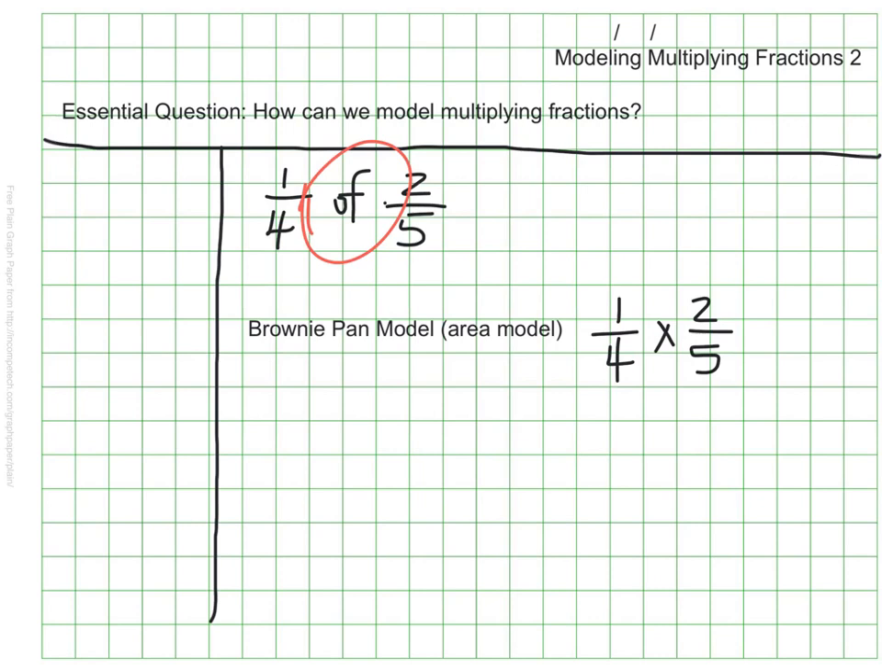Go ahead and start to set up your model by making a rectangle. And use your model to display 1/4 of 2/5. I'll be using two different colors as we've seen before. So go ahead and pause the video, get what you need to be set up, and then when you have modeled 1/4 of 2/5, unpause and we'll see how you did.